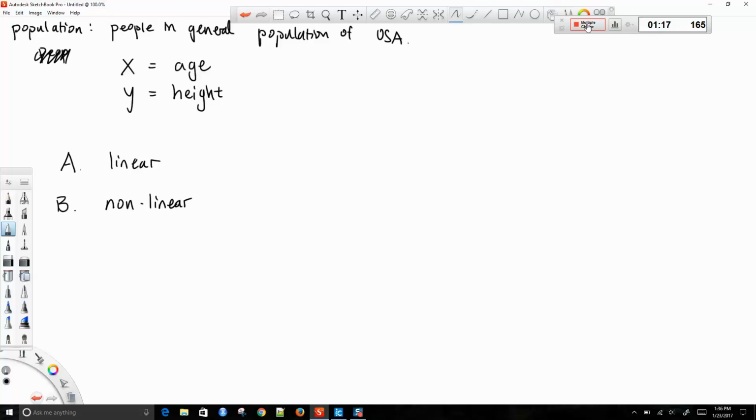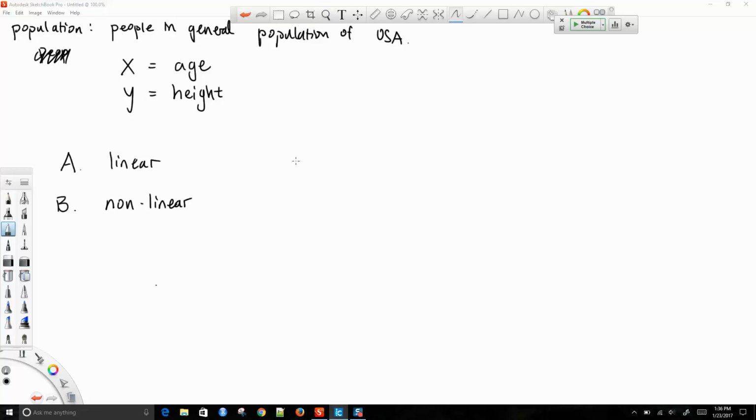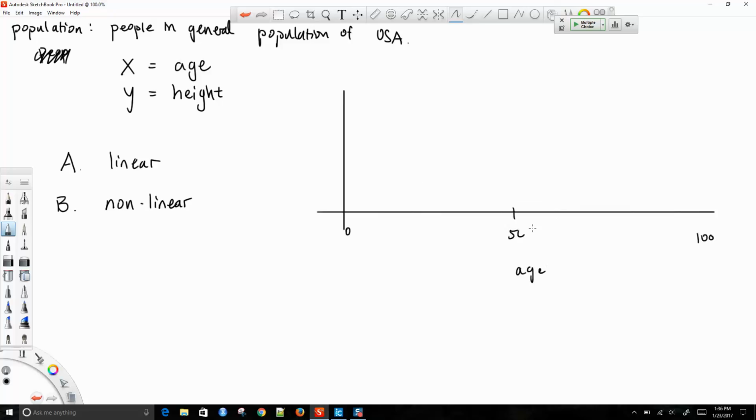All right, let's take a look. Most of you said nonlinear. Some of you said linear, and the answer is nonlinear. So let's just kind of plot what this might look like. In the general population, we'll start at 0, and we'll say it goes to 100 or something, as far as age goes. So 50 is somewhere around there. 10, 20, 30, 40, 60, 70, 80.